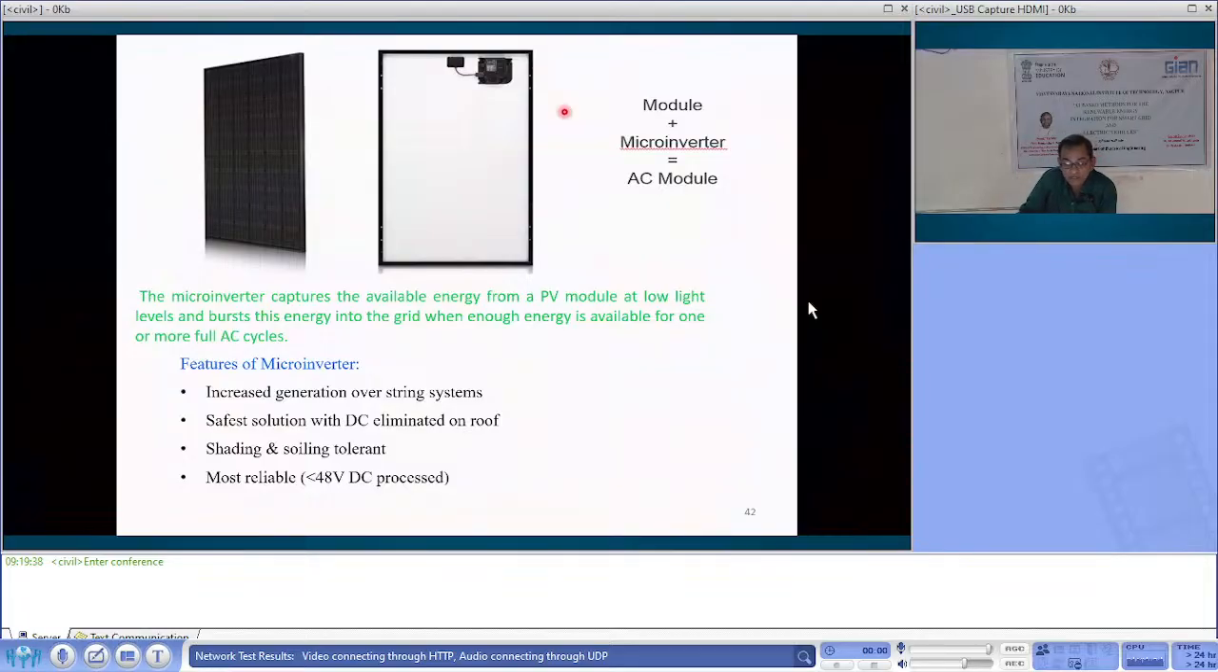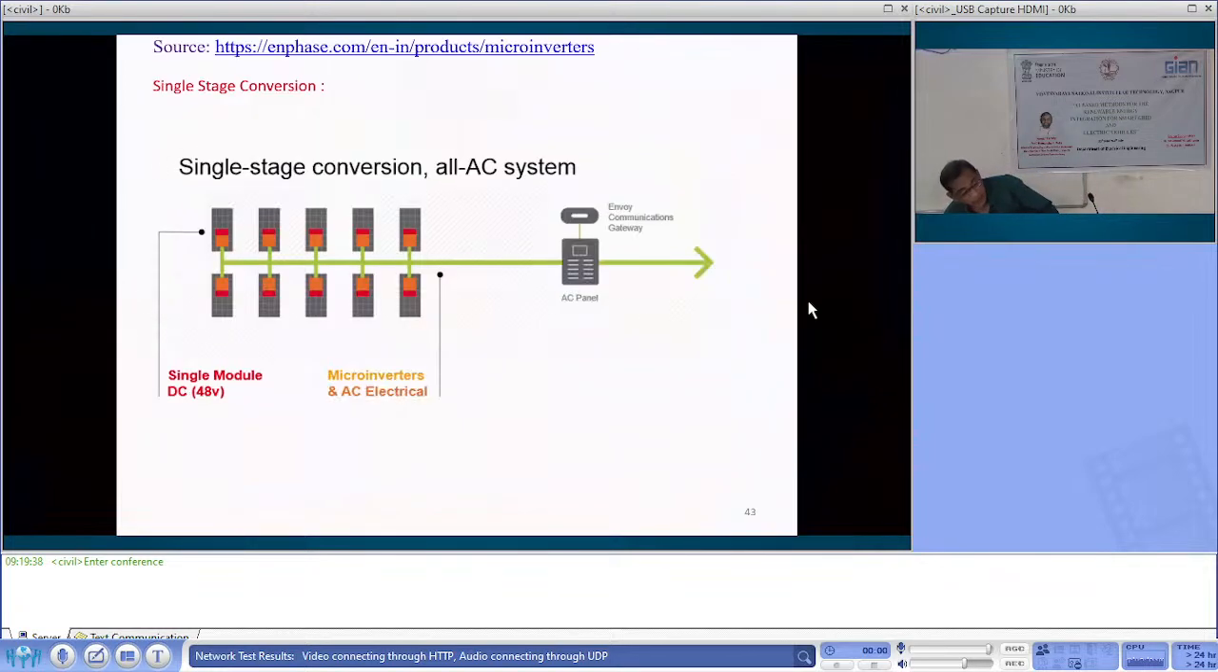नाउ व्हाट आर द फीचर्स दैट आर गिवन हियर? इंक्रीज जनरेशन और स्ट्रिंग सिस्टम, सेफेस्ट सॉल्यूशन डीसी एलिमिनेटेड. On the roof, shading and soiling tolerant, most reliable, that is shown here. So this new thing we keep on updating our contents.